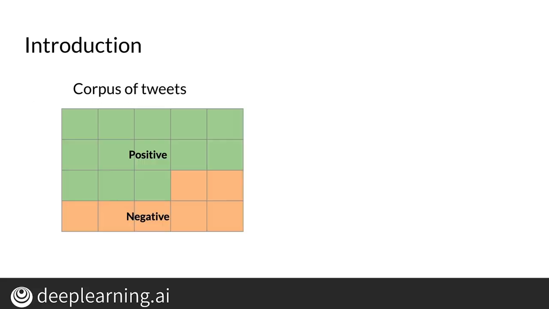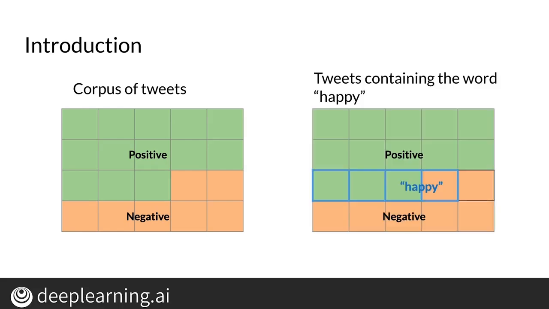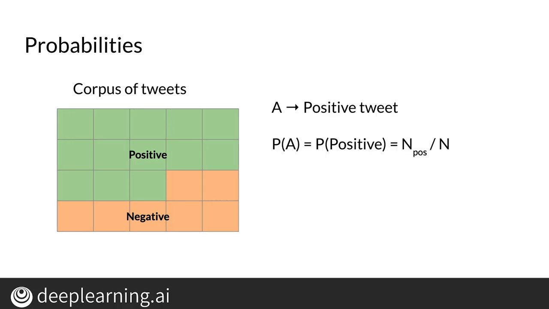Imagine you have an extensive corpus of tweets that can be categorized as either positive or negative sentiment, but not both. Within that corpus, the word happy is sometimes being labeled positive and sometimes negative. Let's explore why this situation is occurring. One way to think about probabilities is by counting how frequently events occur. Suppose you define event A as a tweet being labeled positive, then the probability of event A, shown as P of A here, is calculated as the ratio between the count of positive tweets in the corpus divided by the total number of tweets in the corpus.